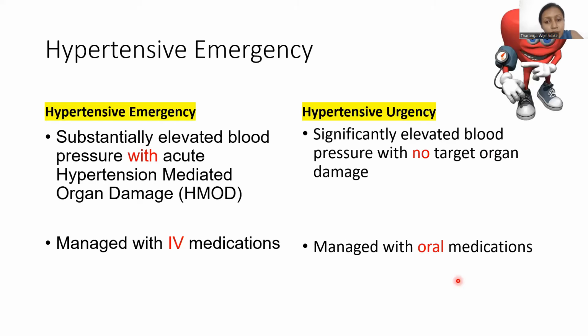Right, so this is the definition. For practical purposes, if you remember, very high readings with any target organ damage is hypertensive emergency, and just a very high reading is a hypertensive urgency. That will be enough. The difference is how you manage them, your targets of treatment, and your timeline. So true emergencies, we go for IV medications. Urgencies, we manage with oral medications.